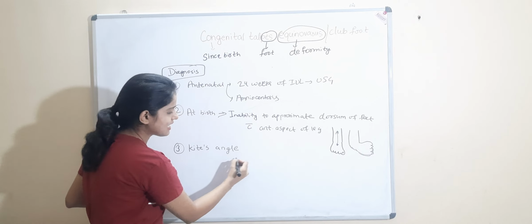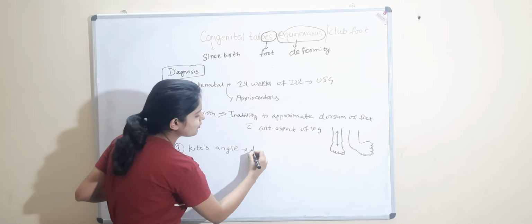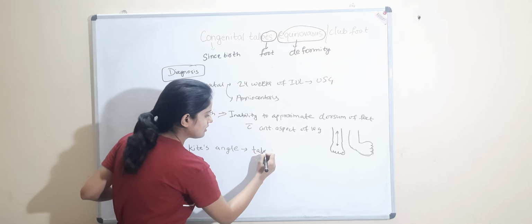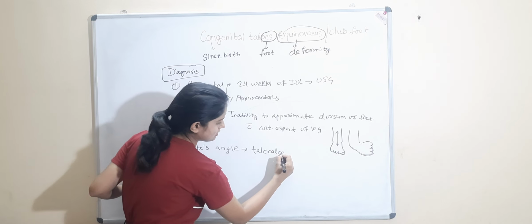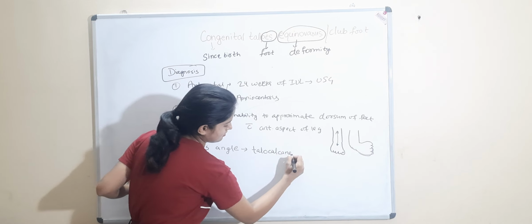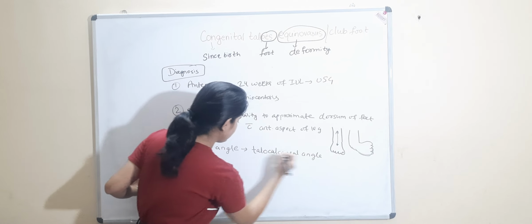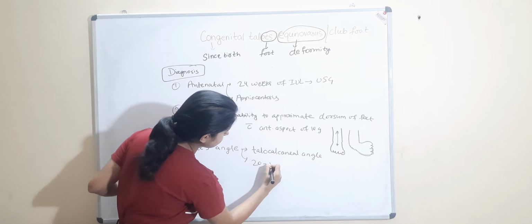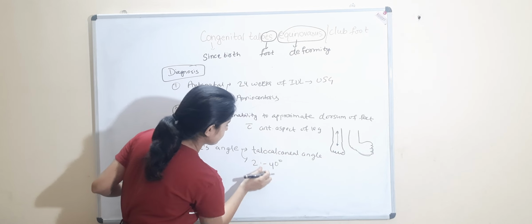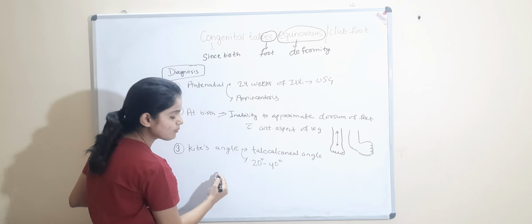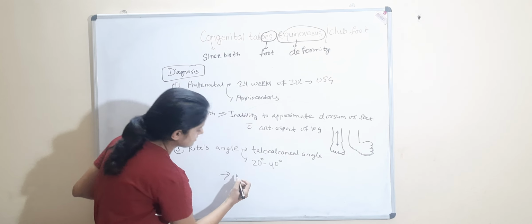We also see the Kite's angle. This is the angle formed between, talocalcaneal angle. Normally it is 20 to 40 degrees, but in clubfoot the angle becomes parallel or decreased.